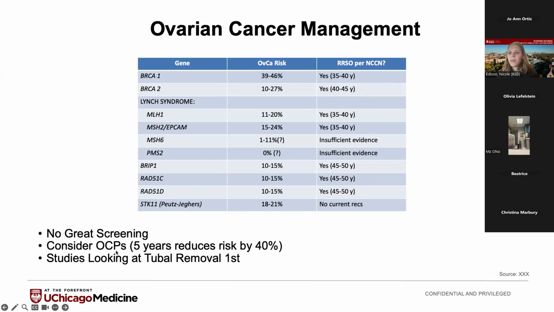The other thing we think about is birth control pills. Five years of pills can reduce your ovarian cancer risk by about 40%. So that's very great for some of our younger patients. And now we're also looking at some studies where we remove just the tubes first and then come for the ovaries later, to avoid putting these patients into really early menopause if we don't have to.